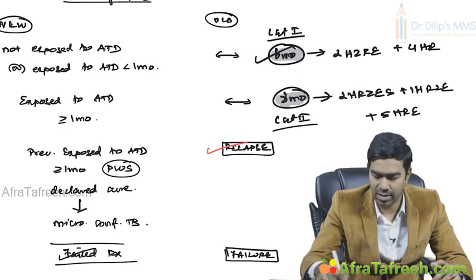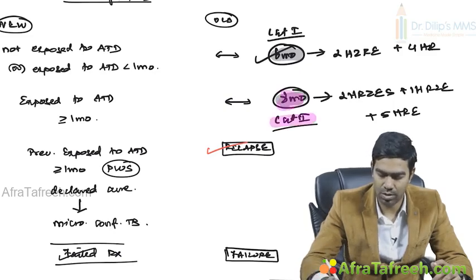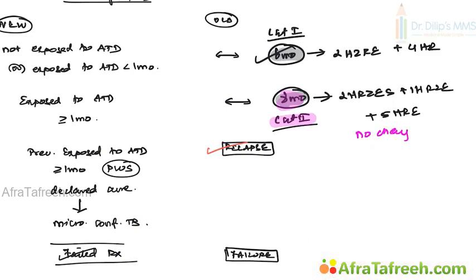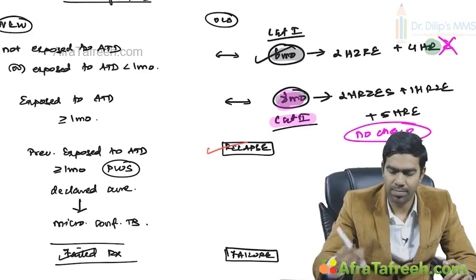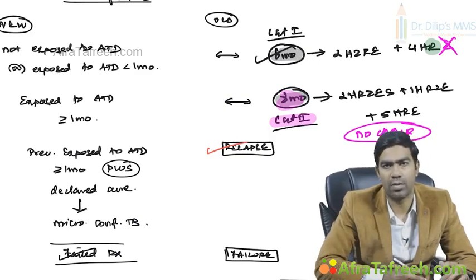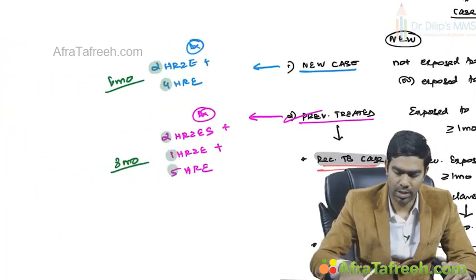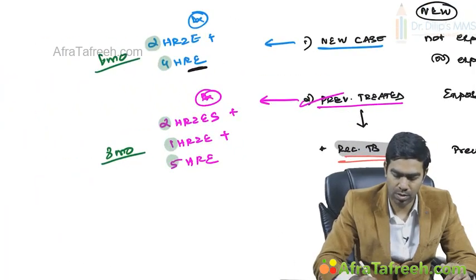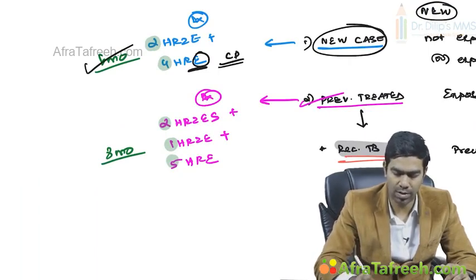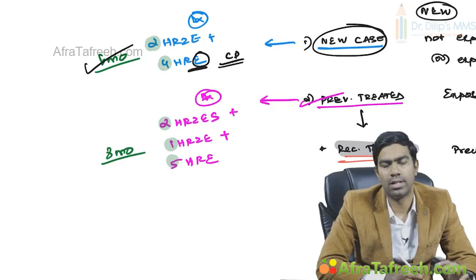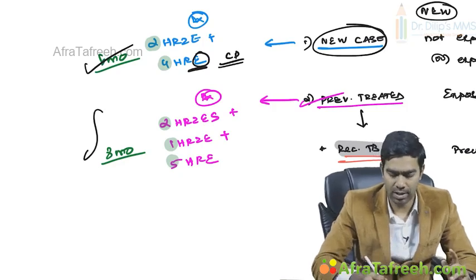What you are seeing here is that the previously treated cases, that is category 2, have no change. The same thing we are following in the new guidelines also. But one big breakthrough change is the fact that you didn't have ethambutol in the continuation phase of category 1, that is new cases. But here we are going to use ethambutol in the category 1 treatment, for new cases, in the continuation phase also. That is a big difference. Apart from that, category 2 treatment is the same.